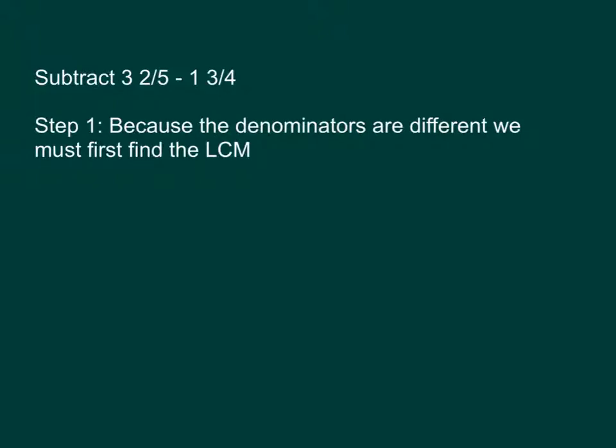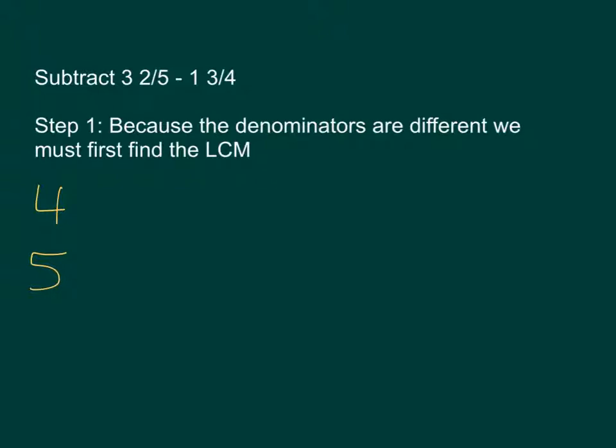All right, here we are. We're subtracting mixed numbers where the denominator is different. And so step one, we have to find the LCM of both 5 and 4. And I think this time let's go ahead and do the chart method again. So I'm going to do 4 and 5. I always put the smallest number on top is what I do.